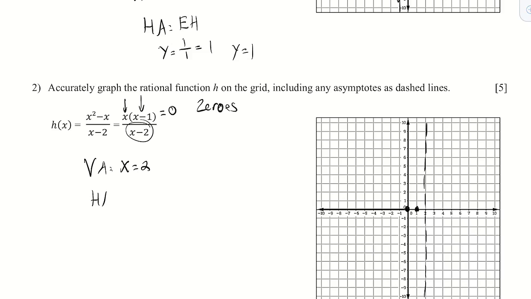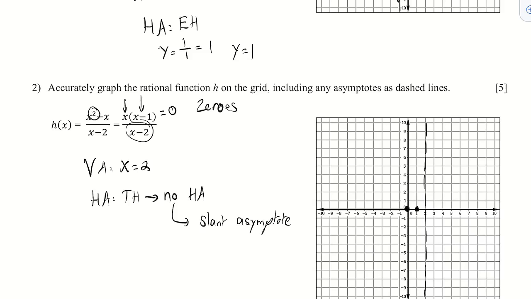Now for my horizontal asymptote, I look at the top heavy, bottom heavy, equal heavy attributes of the problem, and I can see that we have an x squared at the very top. So that means this is top heavy. That means there is no horizontal asymptote, which is fantastic. But what that also means is that we have to figure out whether there's a slant asymptote.